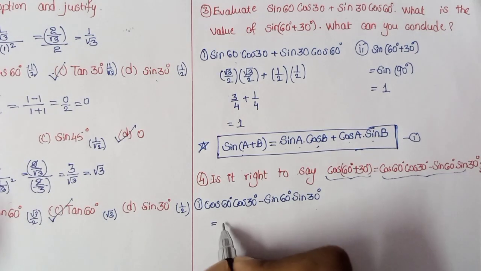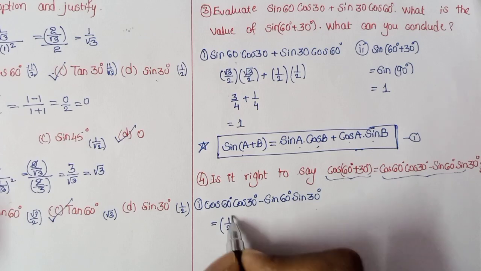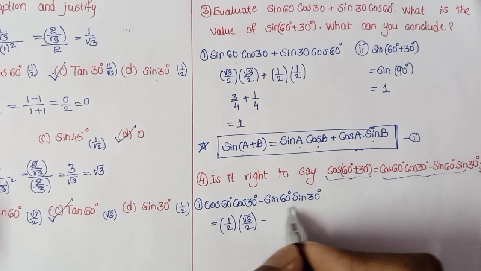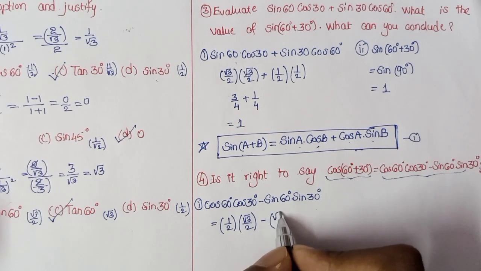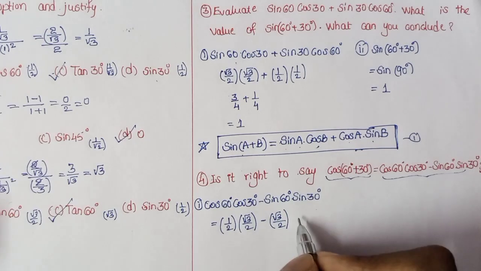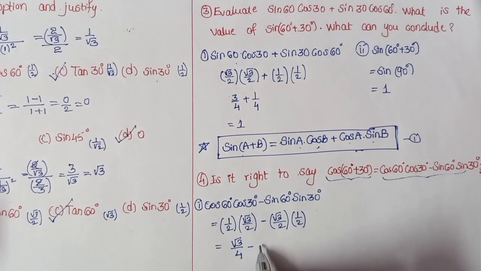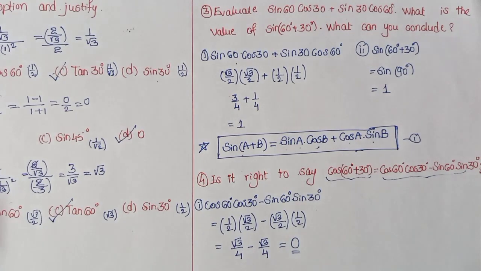What is cos 60? Cos 60 means sine 30, that is 1 by 2. What is cos 30? Which is equal to sine 60, that is root 3 by 2. Minus what is sine 60? Sine 60 is root 3 by 2. What is sine 30? Sine 30 is 1 by 2, which is equal to root 3 by 4 minus root 3 by 4, which is equal to 0. The value of this is 0.